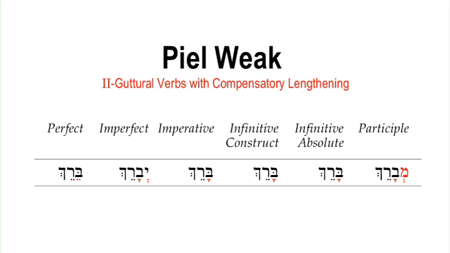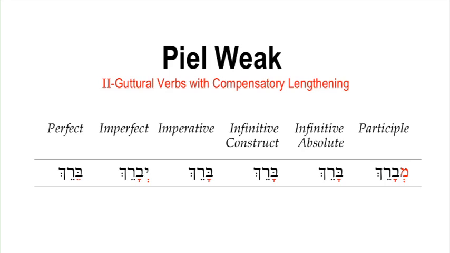Okay? Now in the imperfect, the imperative, the infinitive construct, the infinitive absolute, and the participle, all of the remaining five forms, the pathach that you normally see under the first root letter has lengthened from the short a, pathach, to now the long a, qamets. The reason for the lengthening in every case is the rejection of the dagesh forte by the resh that is diagnostic of the Piel stem. So the dagesh forte is still there in these forms. It just doesn't appear as a dagesh forte, it appears as a qamets.